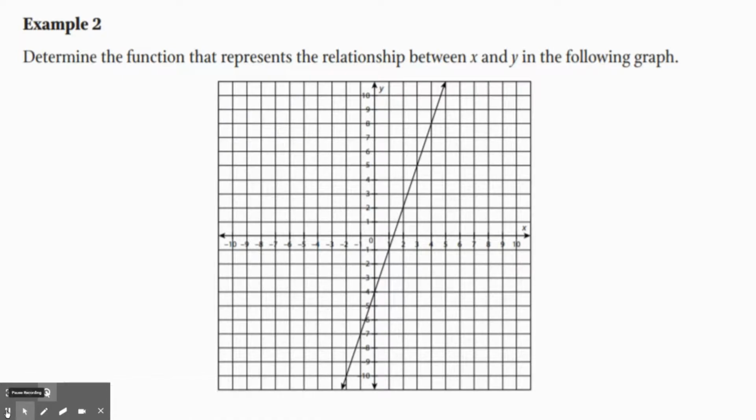Example 2 says determine the function that represents the relationship between x and y in the following graph. This is an obvious linear function. Obviously, we're just going to be determining the slope. Again, make a table, just check a couple points just to be extra sure.